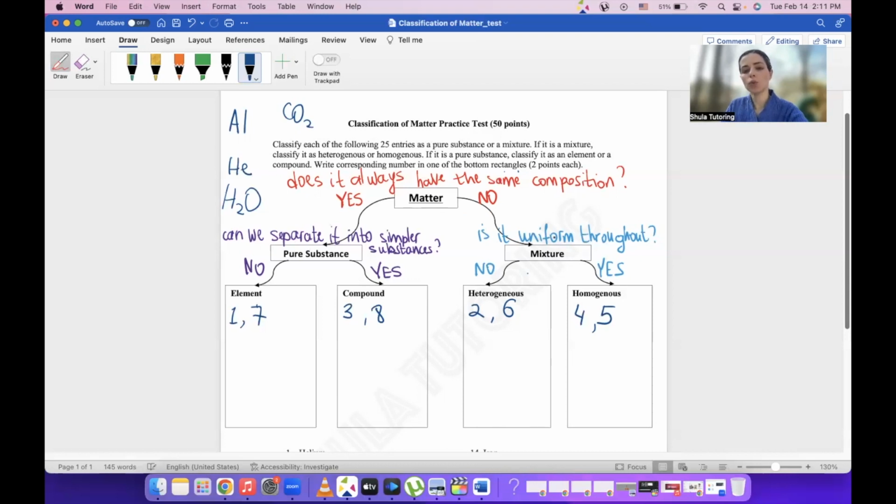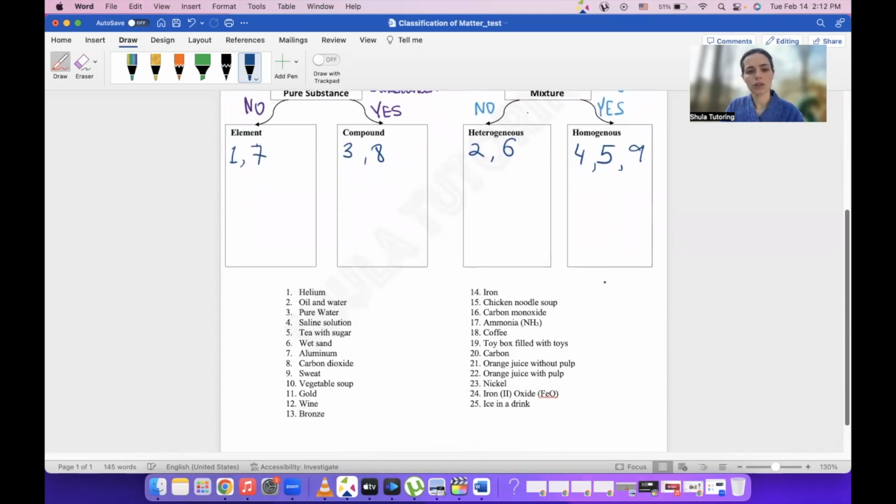Now, is it uniform throughout? The answer is yes, because it's dissolved in water. So if you have some components dissolved in something, it's mixed evenly, so that makes it a homogeneous mixture, and that's number 9. Let's look further.